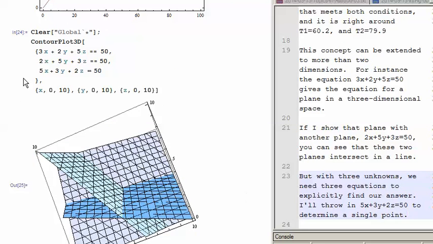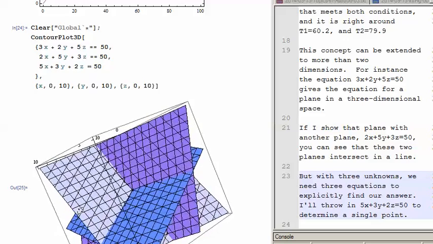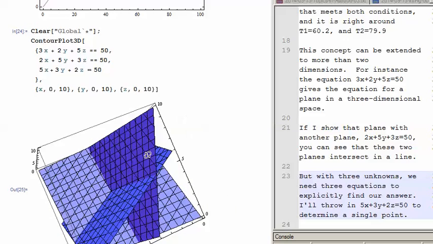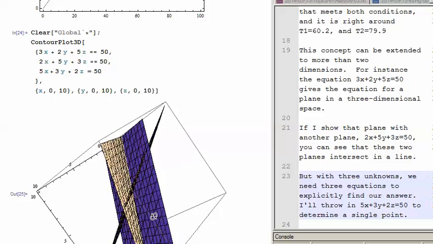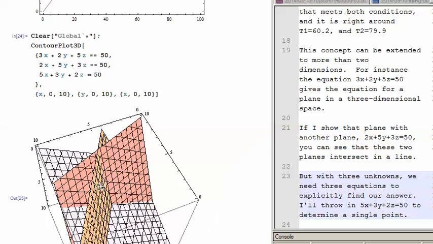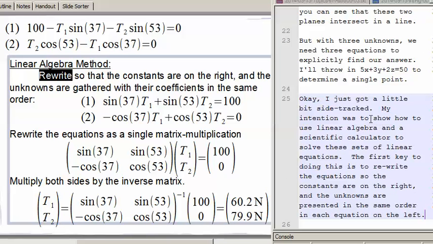But with three unknowns, we need three equations to explicitly find our answer. So I'll throw in 5x plus 3y plus 2z, and that will narrow our solution down to a single point right there. Okay, I got a little bit sidetracked.